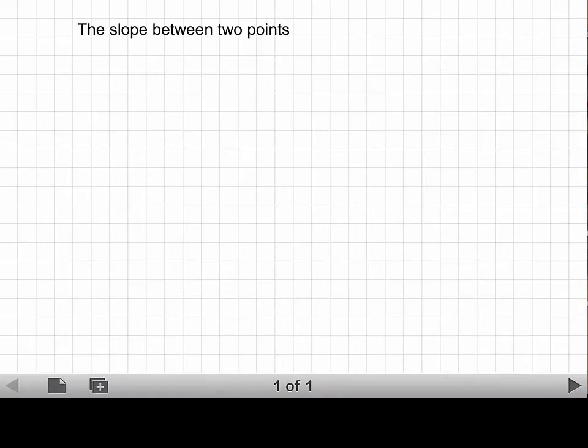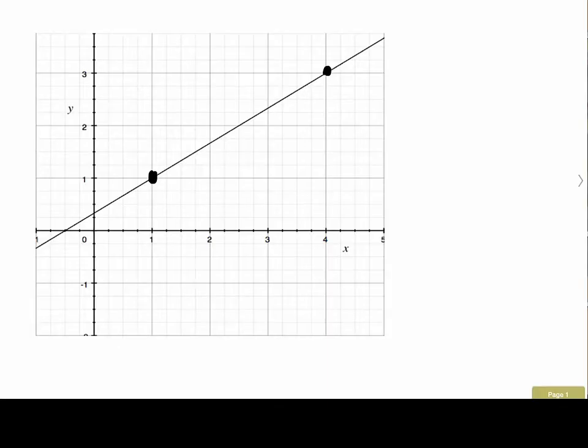In this session, we're going to see how to find the slope between 2 points. Before we develop a formula in general, let's look at a concrete example. Here we have 2 points whose coordinates are 1, 1 and 4, 3.